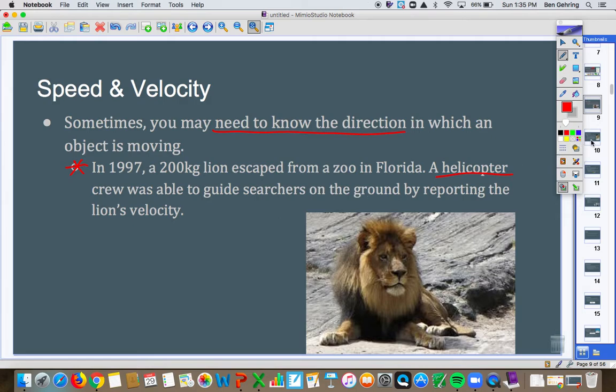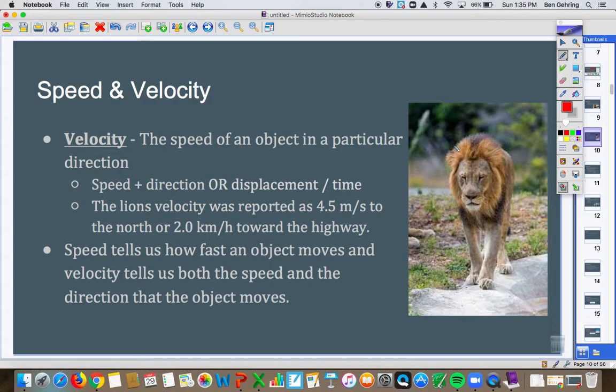So what ended up happening is the helicopter crew had to provide a velocity of the lion. They couldn't just give a speed. Hey, he's moving at 5 miles an hour. That's not going to help anybody, because the first question coming back is going to be where, which direction, which way. So we can give the velocity of an object.